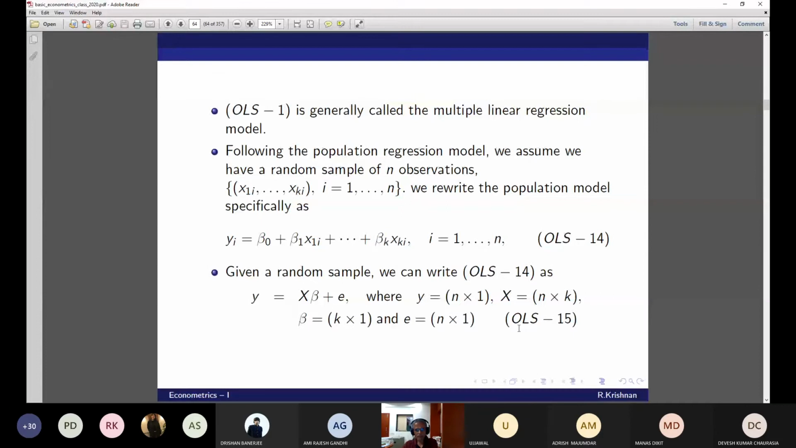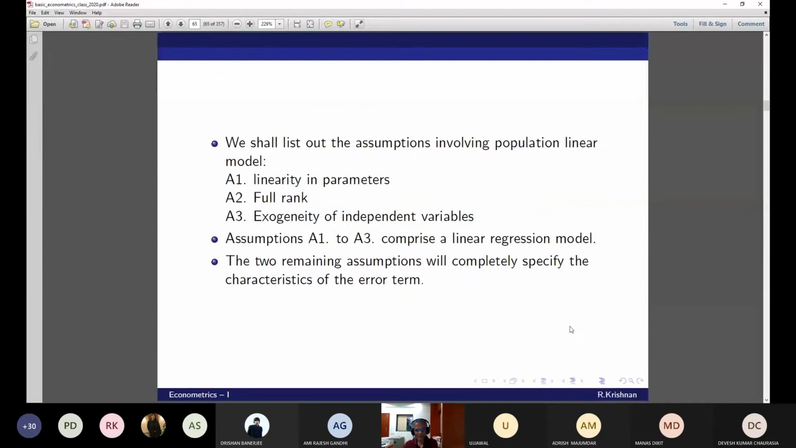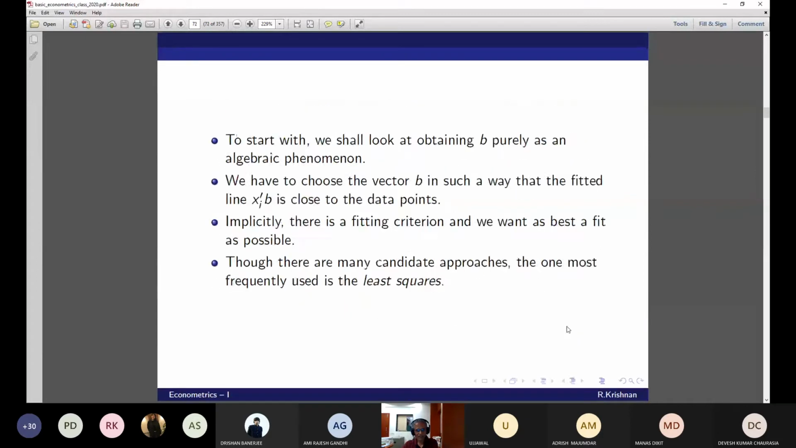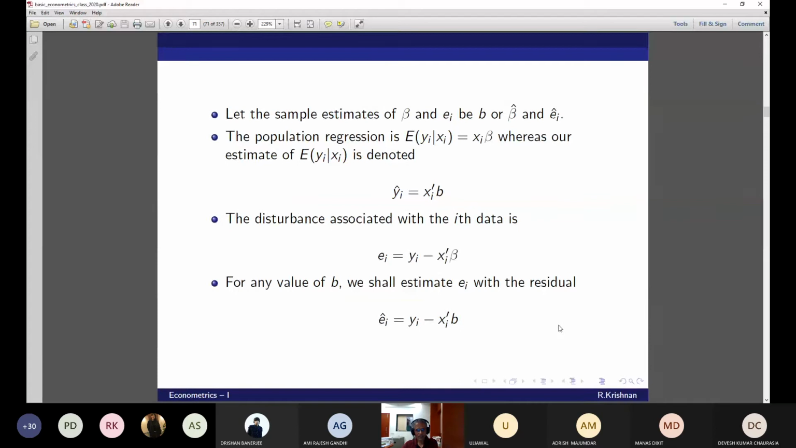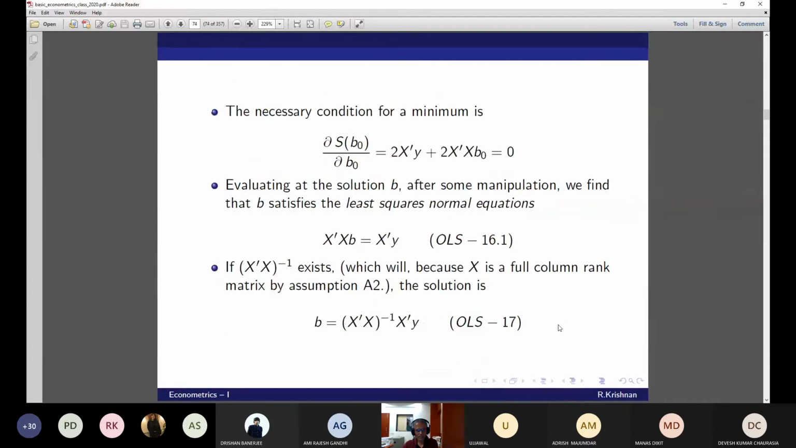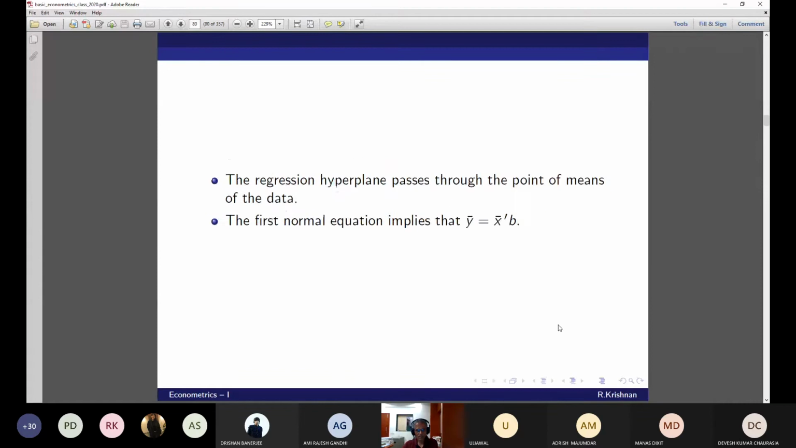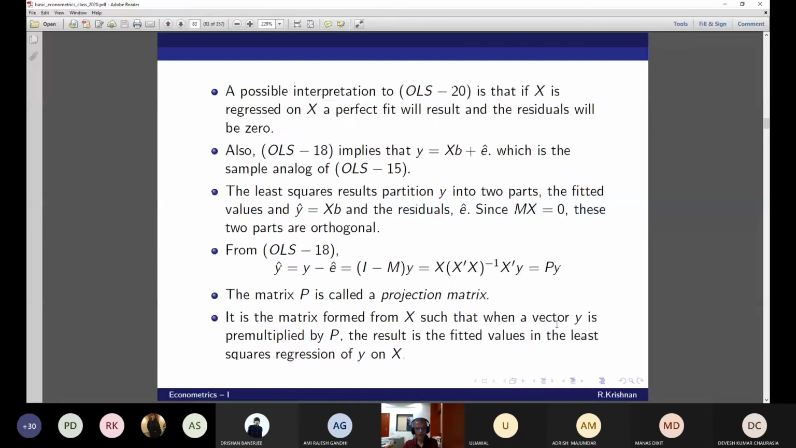OLS 50. This is wrong. What I mean to say is y equal to X beta plus e. So that's what I'm trying to say. It's not 15, something else. I'll change the number. The least squares results partition y into 2 parts.